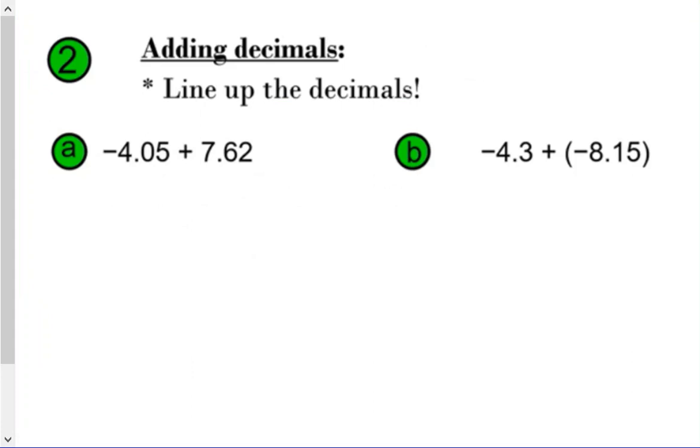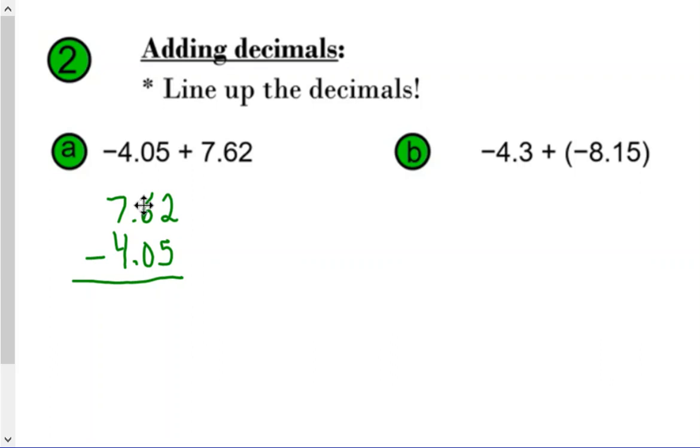Alright, let's go through a couple examples. The first thing that we need to remember when we're adding decimals is that we need to line up the decimals. So if we look at the first example, negative 4 5/100ths plus 7 62/100ths, they have different signs. So we're going to subtract the smaller number, which is that negative 4 5/100ths, from the 7 62/100ths. You'll see here the bigger number is on top and the smaller number is below, and we lined up the decimals, and now we're ready to do some math.